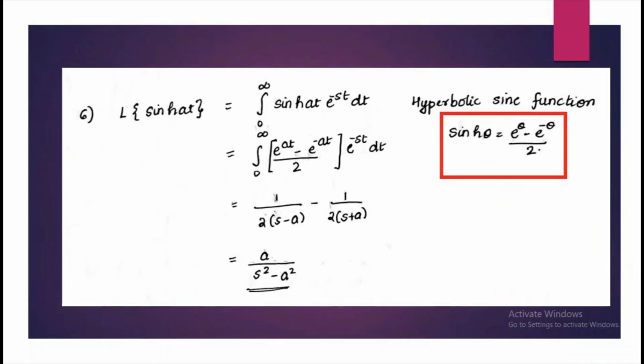This is a very similar problem. Sinh at, or the hyperbolic sine function, can be found out using e raised to at minus e raised to minus at by 2. And then the final answer will be a by s squared minus a squared.